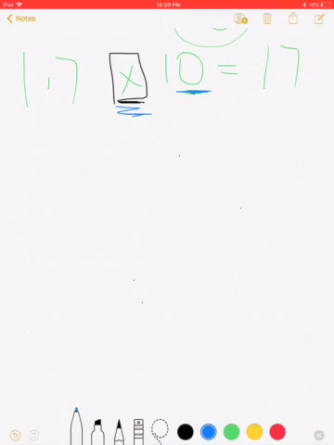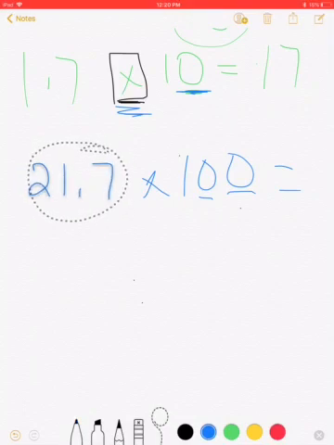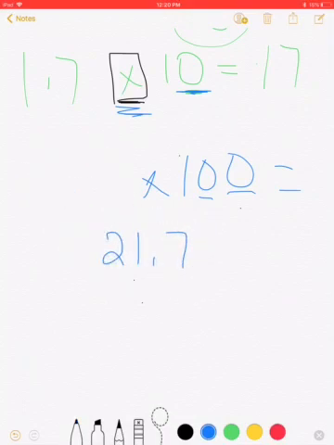Let's try another one. Let's try 1.7 times 100. This is going to get a little different. It's getting juicy. Your brain should be hurting. We're getting so smart, right? All right, first thing we do is count how many zeros are in our base 10. We have 2 zeros there, so I know I'm going to move my decimal 2 places to the right, because I have the 2 zeros in my base 10 number.